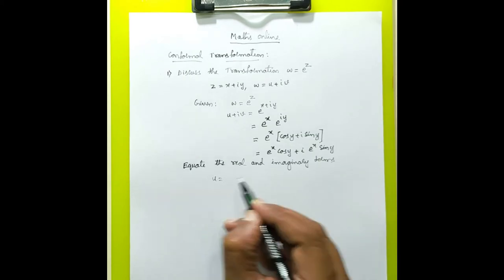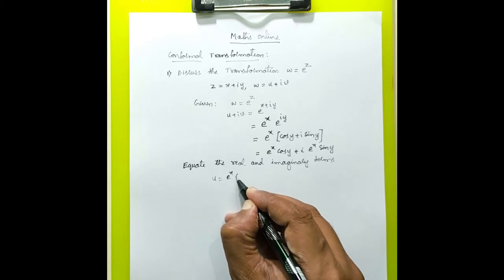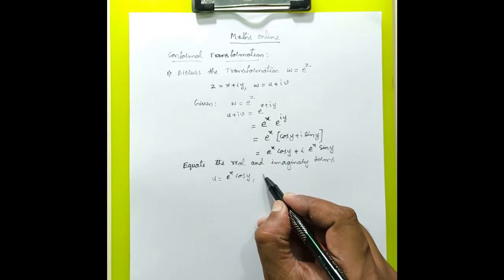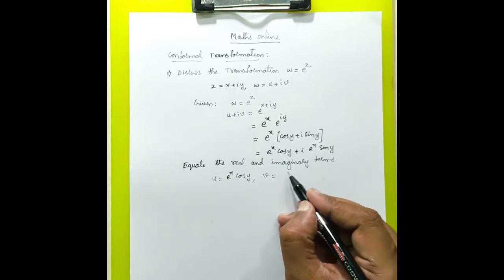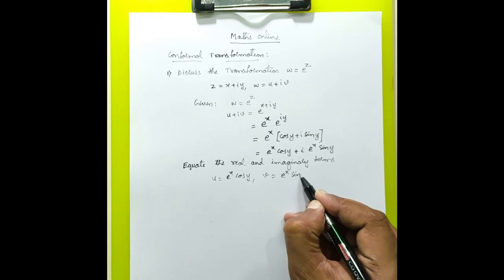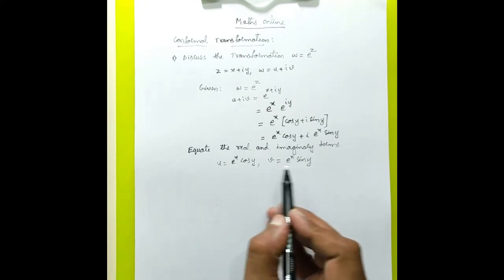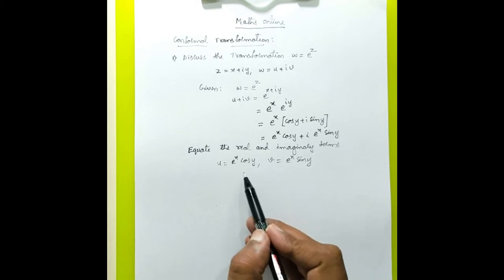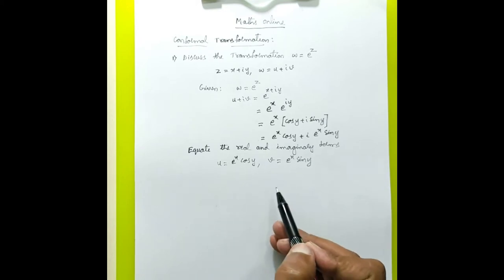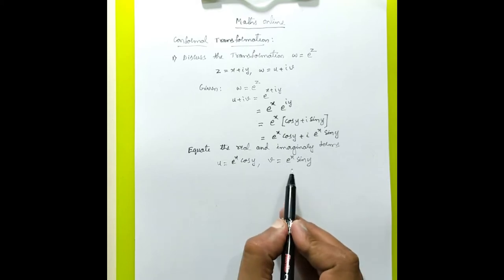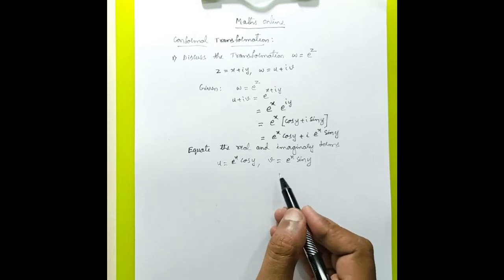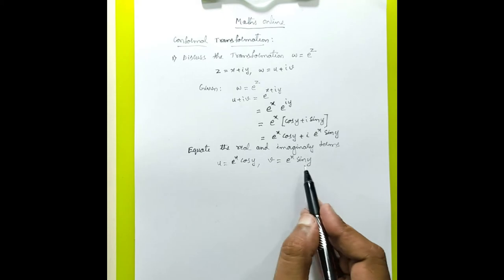So the value of u, the real term, will be e power of x into cos y. And the imaginary terms are nothing but the coefficient of i. So on the left hand side you have v, and on the right hand side we have e power of x into sin y. So we have got the real term as well as the imaginary term. Now we have to see how this z plane will map into the w plane. For that we will try to get some standard equation using these two, u and v. For that, we will try to get the value of x and y from these two expressions.